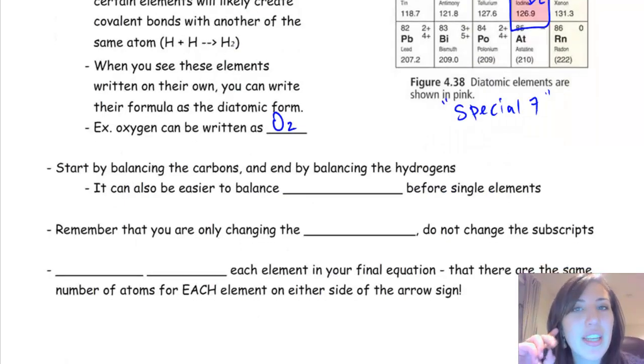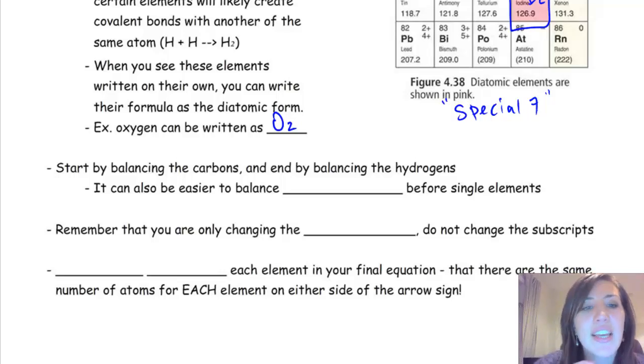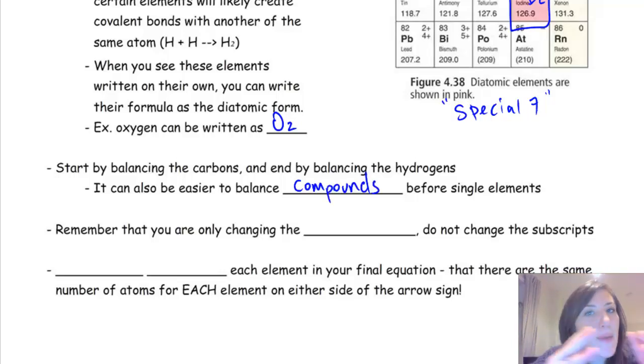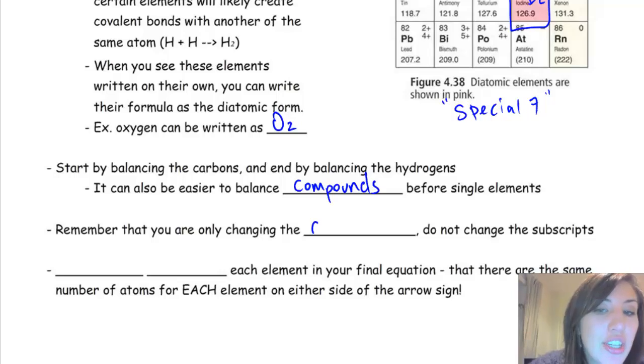So when you start, I recommend balancing the carbons first and ending by balancing your hydrogens. And it can also be easier if you balance the compounds before you balance the single elements. So if you've got this big, long polyatomic ion, balance that first and then leave your O2s and your NOs to last, because they can be manipulated a little bit more easily. And remember that you're only changing the coefficients, just the number in the front. You're not changing the subscripts.